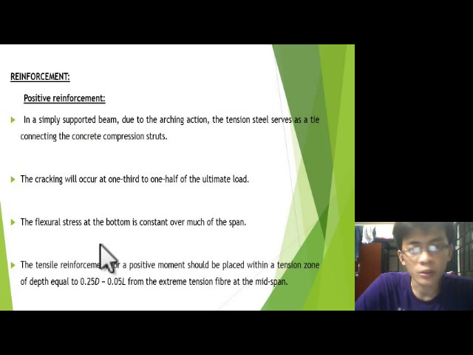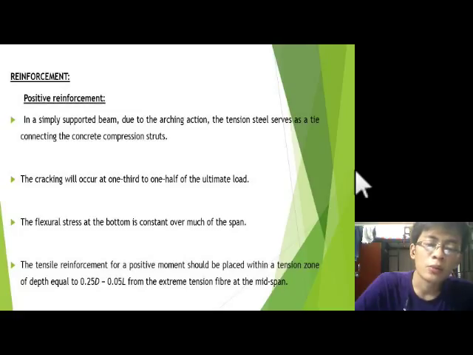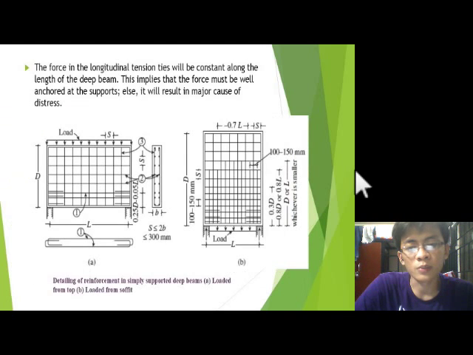Coming to the reinforcement, positive reinforcement. In a simply supported beam, due to the arching action, the tensile steel acts as a tie connecting the concrete compression strut. Cracking will occur at 1/3 to 1/2 of the ultimate load. Flexural stress at the bottom is constant for much of the span. The tensile reinforcement is for a positive moment and should be placed within the tension zone of depth equal to 0.25 times depth to 0.05 times length from the extreme tension fiber at the midspan.